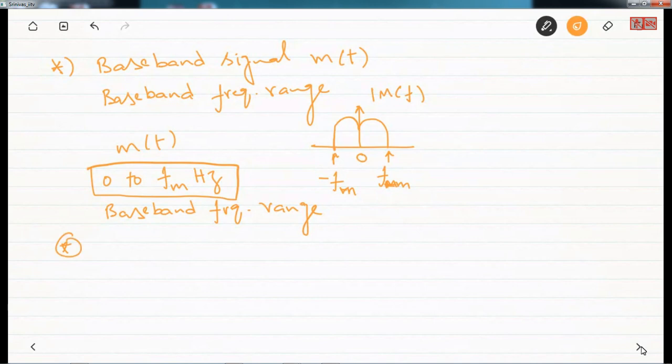Now, in this operation we are multiplying with vc of t, which is cos 2 pi fc t. This cos 2 pi fc t, or vc of t, is called the carrier signal. We used this in the last class, and we always said this is the carrier signal, so there is nothing new in this. Sometimes it's also called the local oscillator signal.